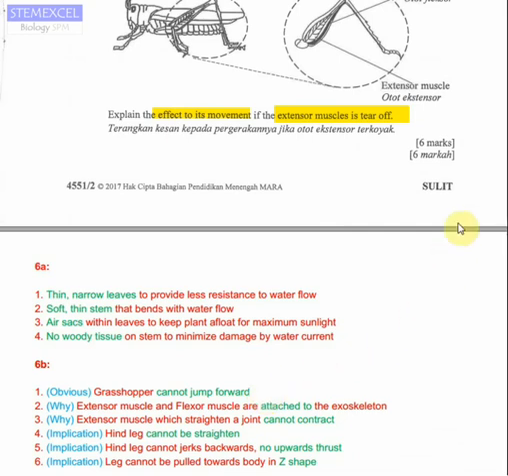So these will be the 6 points that you can present. Once again, try to think in a logical manner and present the answer in a logical way. It's always step by step. First, start with what is obvious, then ask yourself why, with 1 or 2 reasons for that, and then put in a few implications of what happens. So this is how you answer this question.